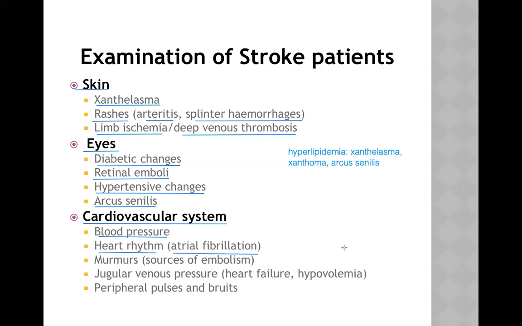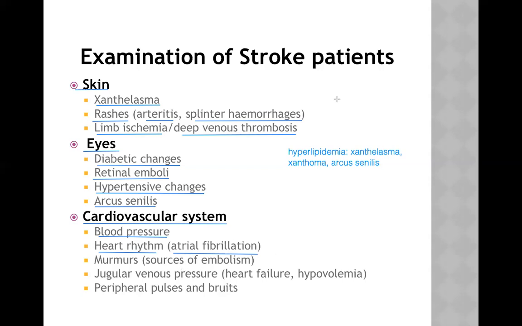Now, atrial fibrillation is very easy to diagnose by examination and investigation. Even the ECG is very characteristic of atrial fibrillation. So when we do an ECG, there will be an irregular rhythm. There will be no P wave, and these are called fibrillatory waves.